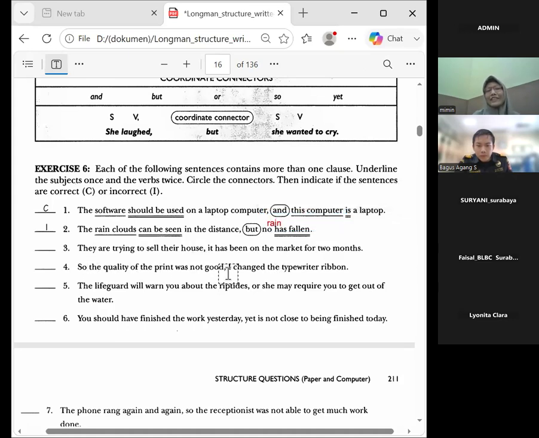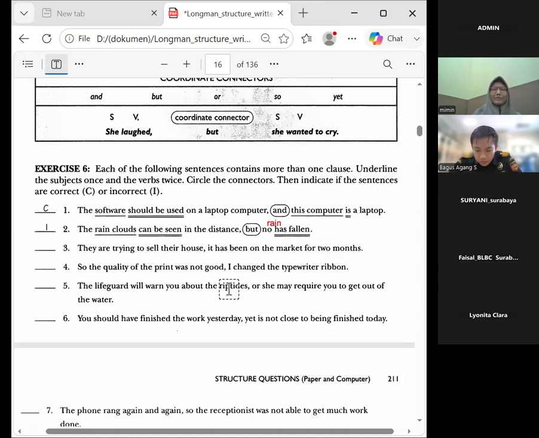and the second sentence, it has been on the market for 2 months? What do you think is the appropriate connector? Is it and, but, or, so, and yet? But means to show contrast, the same as yet. And means there is no contrast, only the second sentence is just additional information. Or there is an alternative. So there is cause and effect. All right. So which one do you think is the appropriate connector?